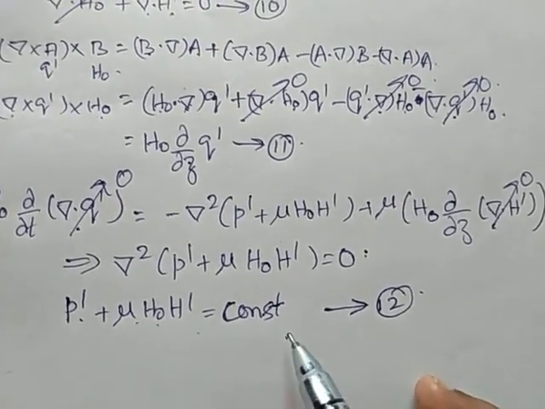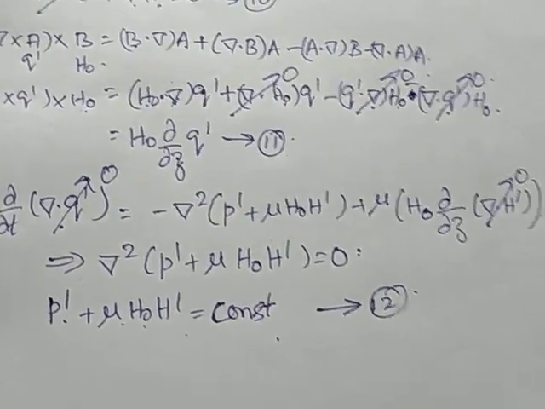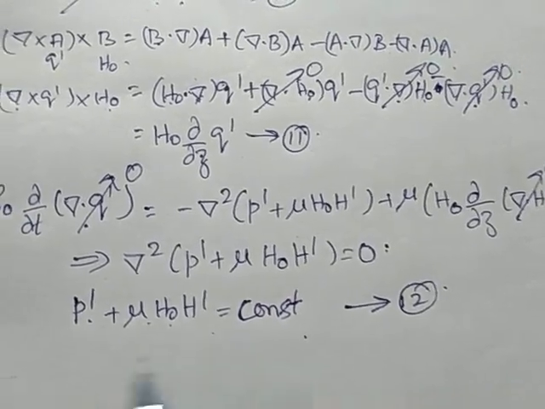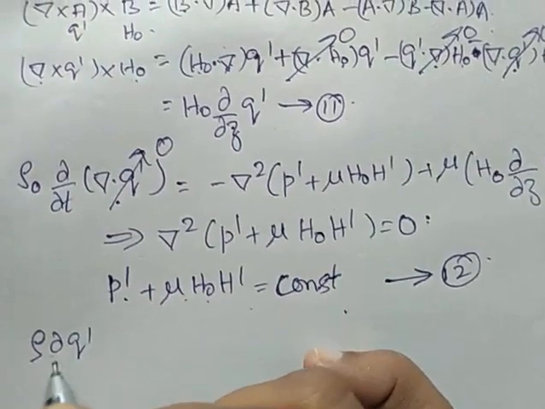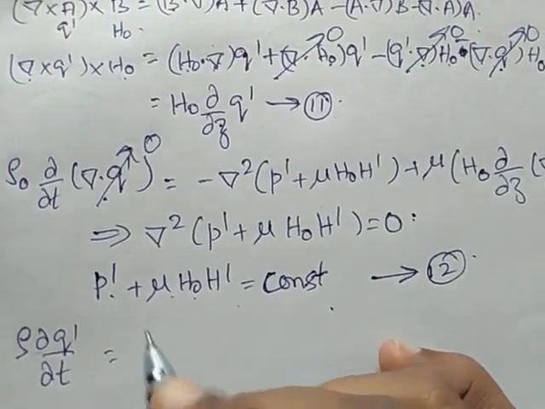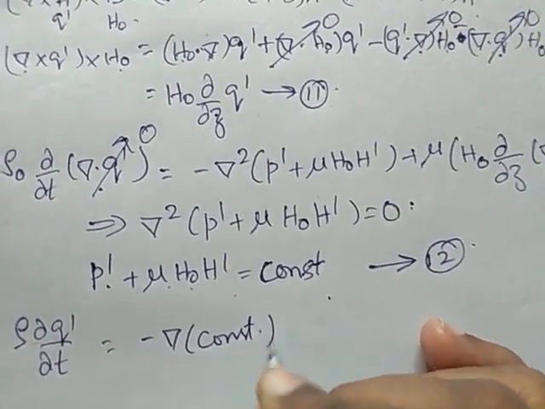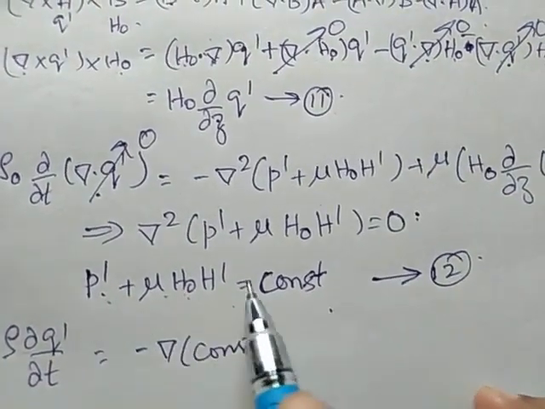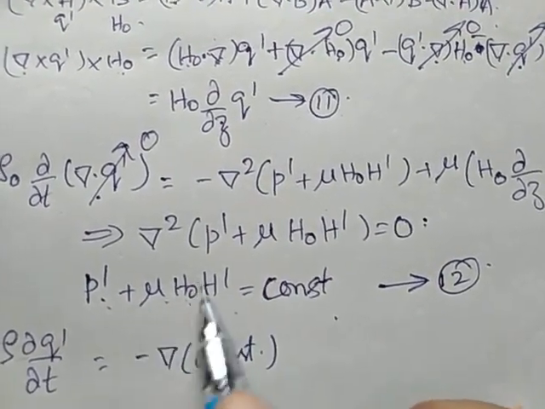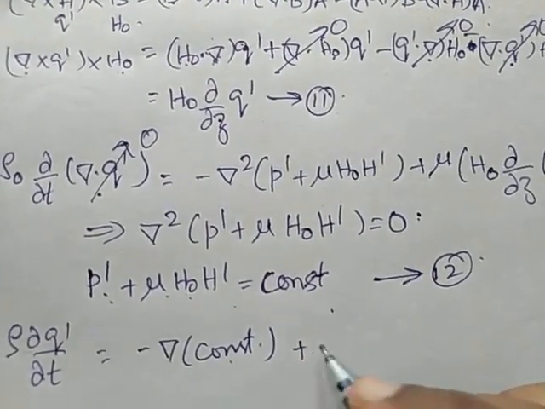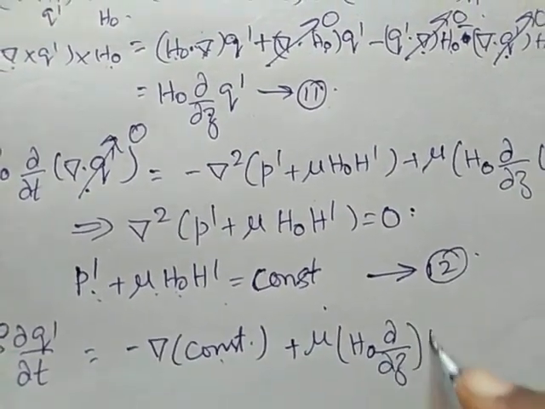Now we are going to substitute this in equation 8, that is our momentum equation. So we will get ρ ∂Q'/∂t is equal to minus ∇ of constant, because P' plus μH₀H' is constant. In equation 8 we have this term, so I am substituting the constant plus μH₀ ∂/∂z of H'.